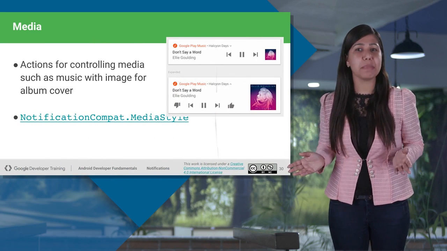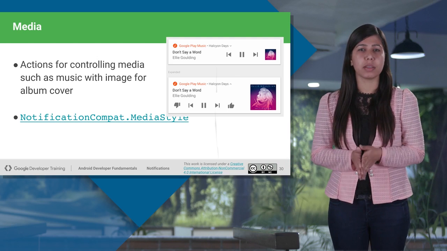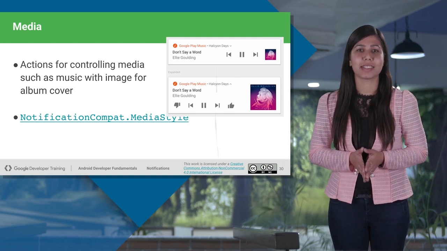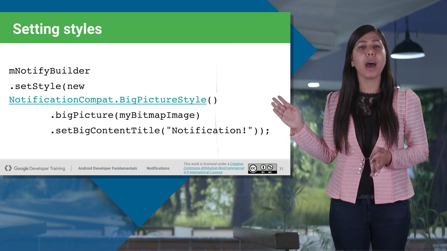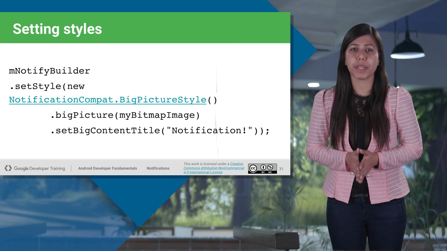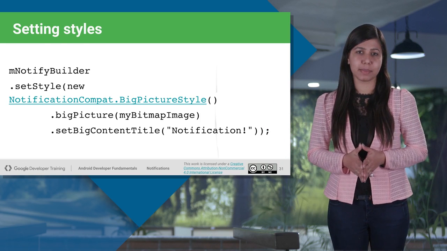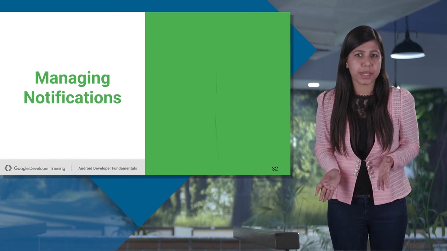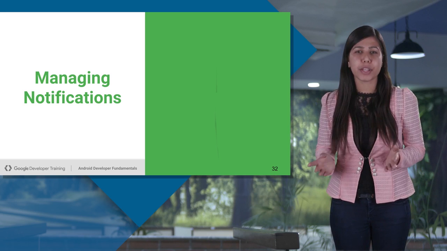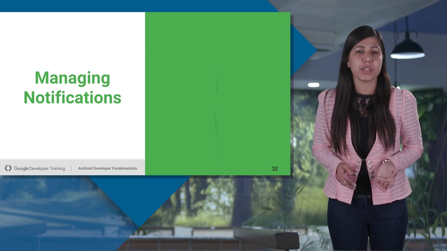You can also add media, such as music, with setting media style. Here is an example of how to set the style with Notification Builder for adding big picture and big content title. After setting all the properties for notifications and creation, we require to manage it also.